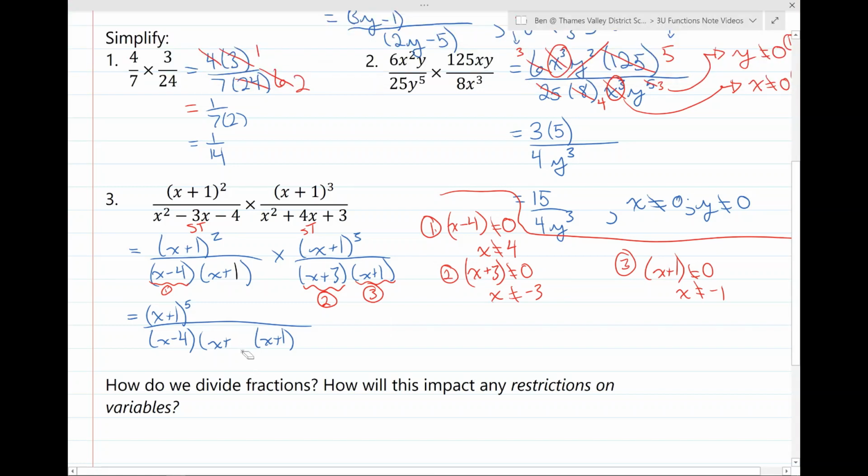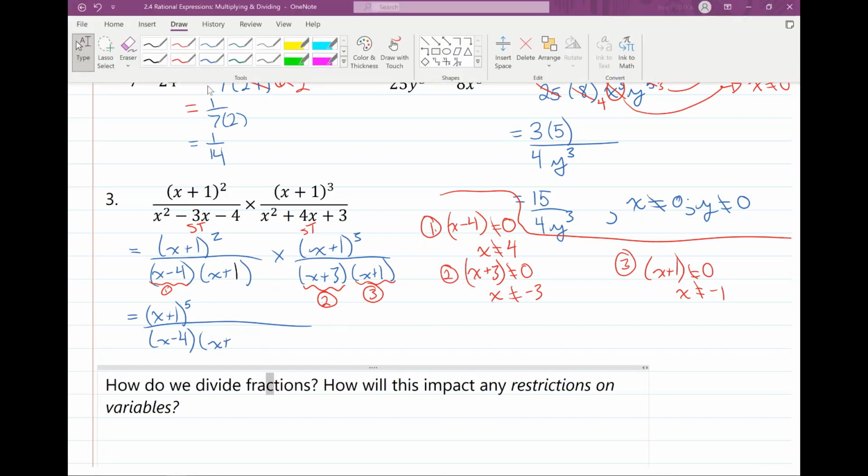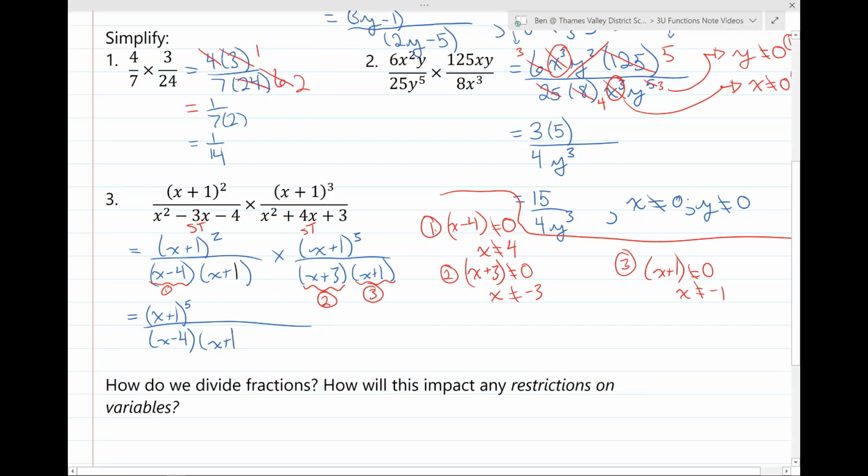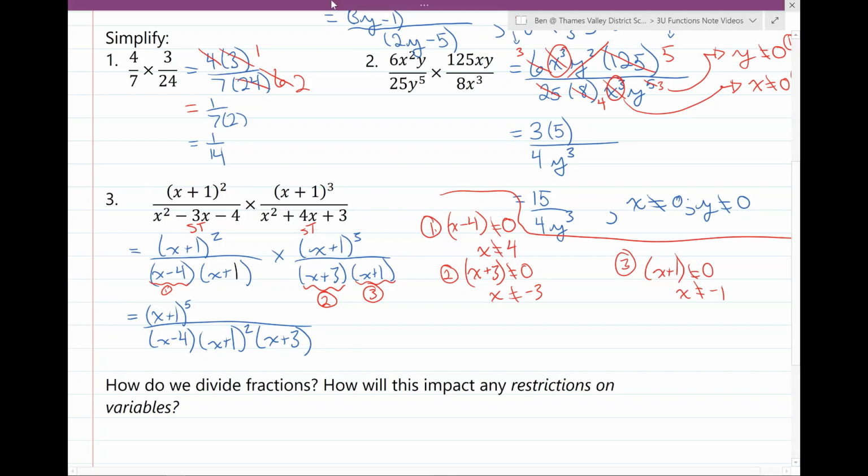So we should have an x plus 1 squared in my denominator here: x plus 1 squared times x plus 3. If you find that confusing, you can try and work through it on your own, and you should end up at the same spot I am.